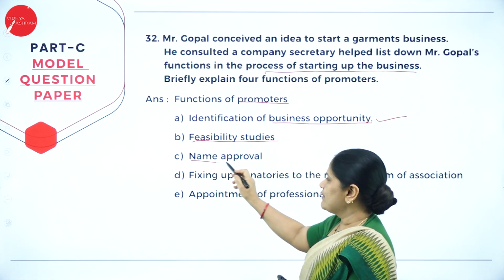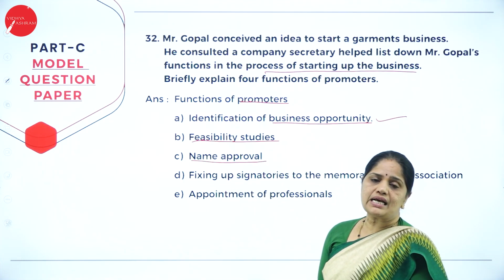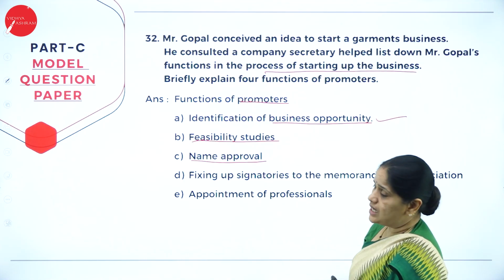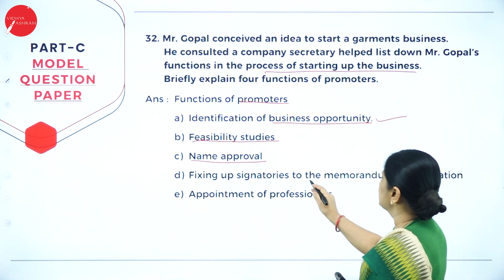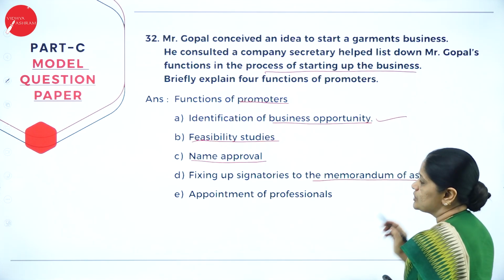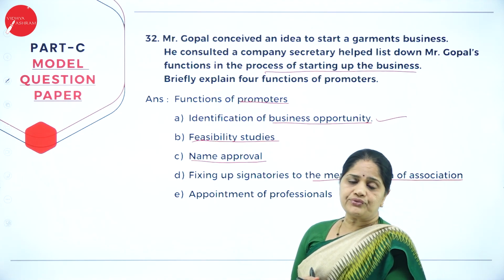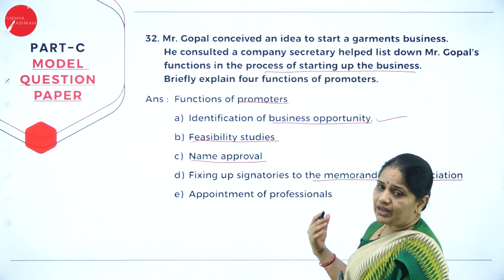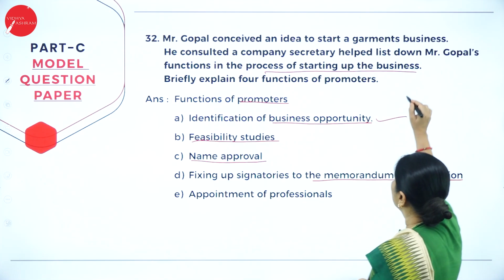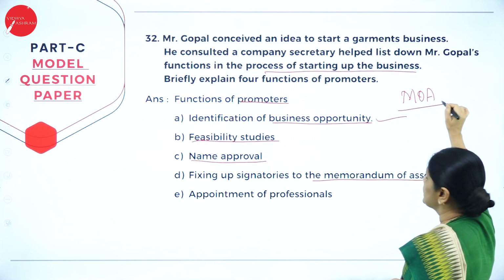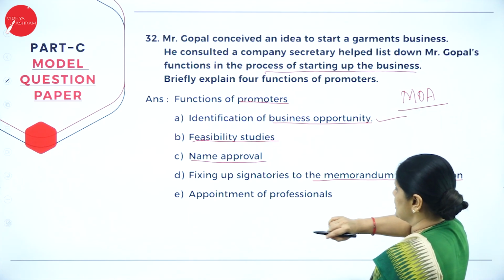Then the next one will be the name approval. He has to suggest a name for the business and get it approved by the registrar of companies, fixing up signatories to the memorandum of association. If you have to start a company, you have to get a few important documents. One of the main documents is the memorandum of association. So you have to fix up the signatories for the memorandum of association.